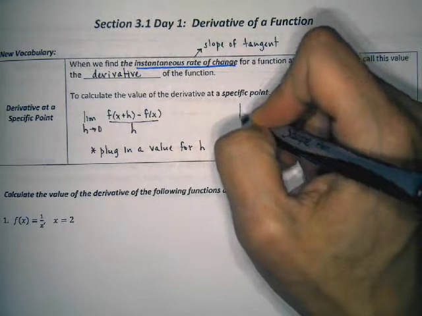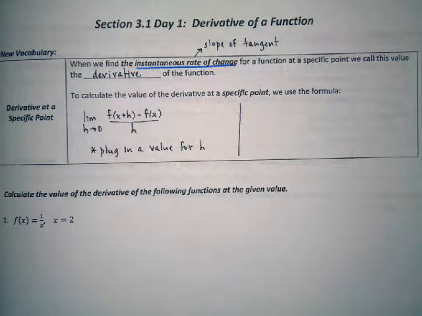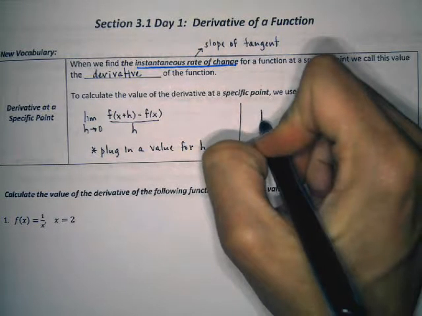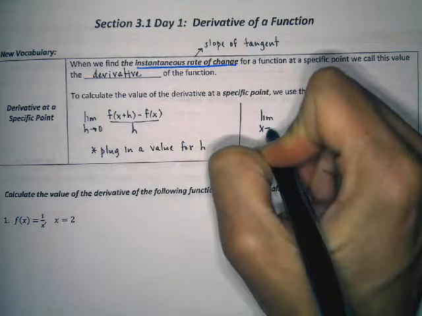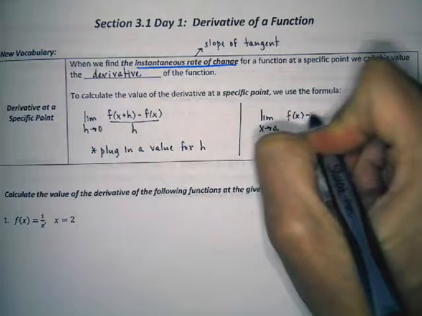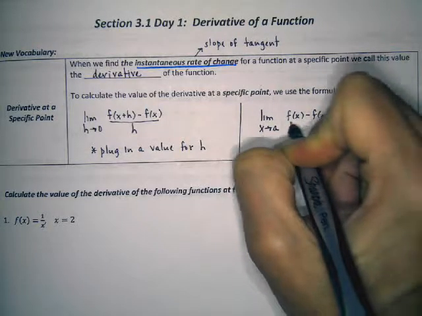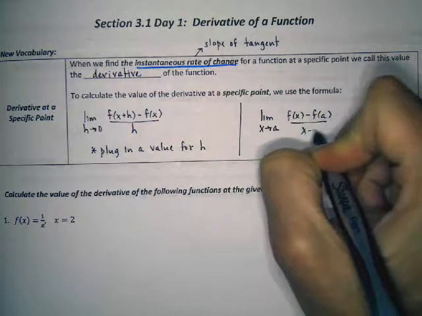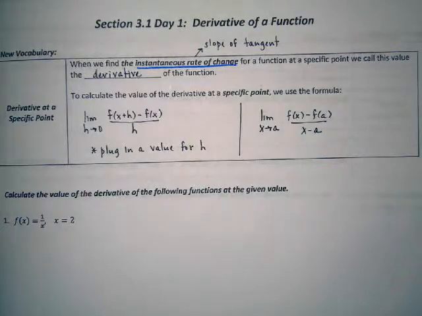However, there's another version of this that I need you to be familiar with that may show up on the AP test. So we're going to look at an alternate version that functions pretty much the same way but looks a little bit different. And so the new formula we're going to be using is the limit as x approaches a of f of x minus f of a over x minus a. And we'll see how that works in the examples that follow.